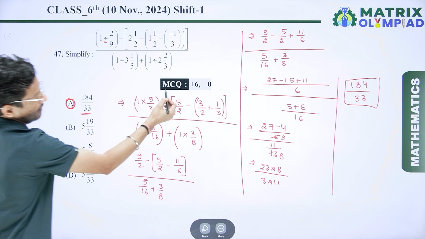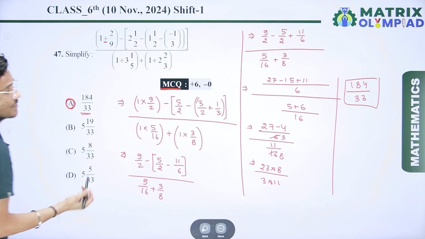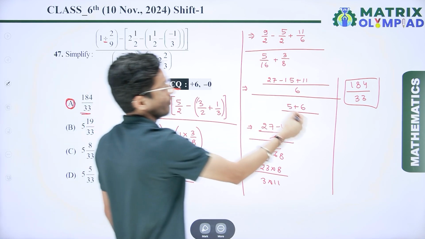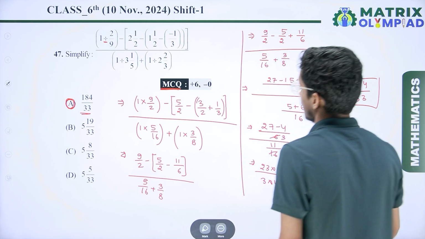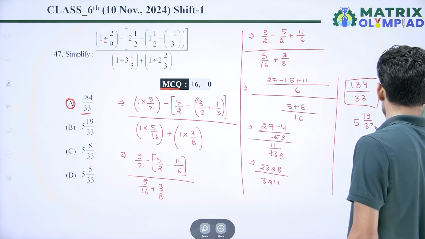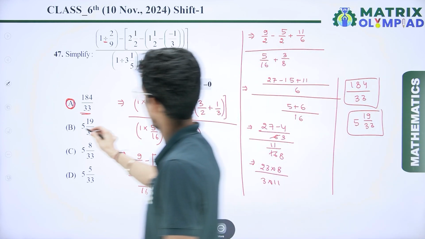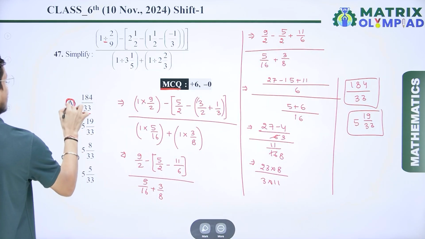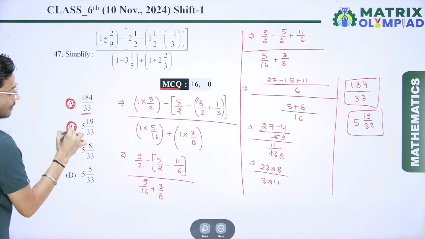Now we have multiple correct questions, so we have to convert it into mixed fractions. So here I can write 5 and 19 by 33. Again if I check here, B is also correct. It means option A and option B both are the correct answer.